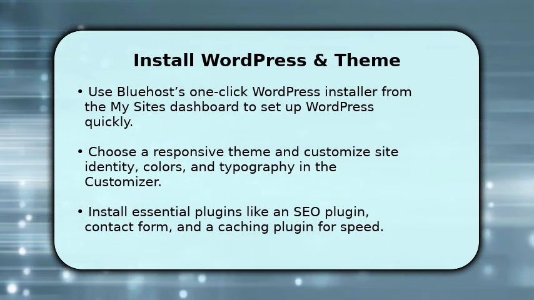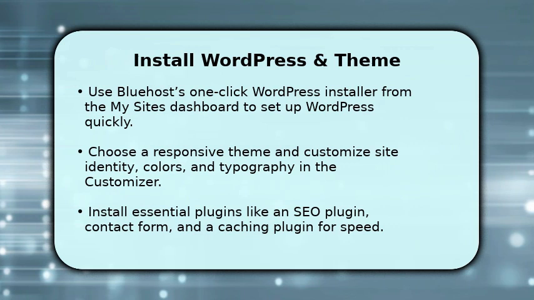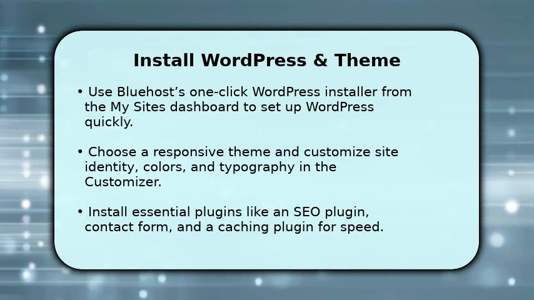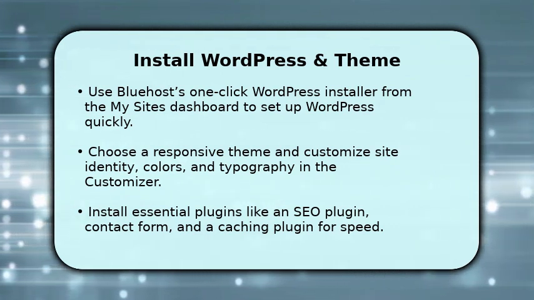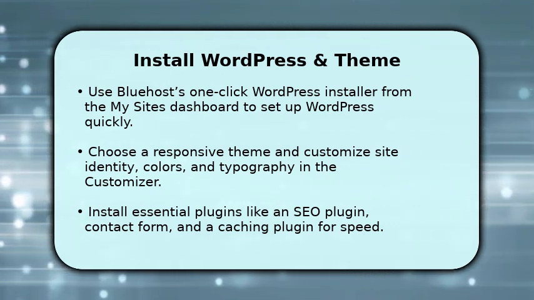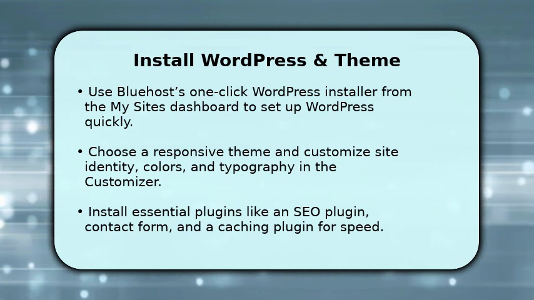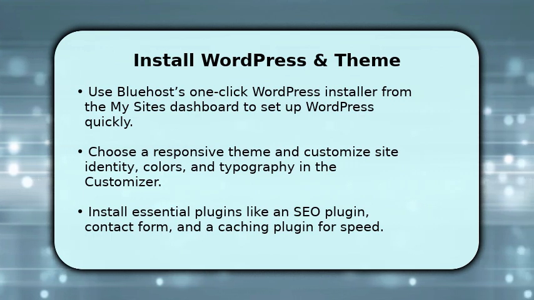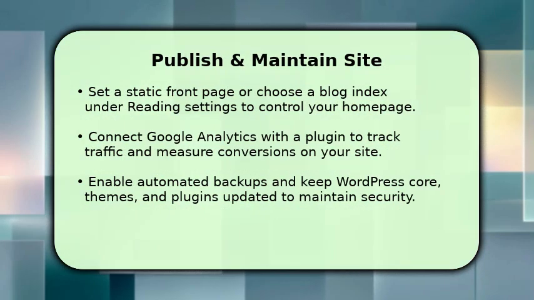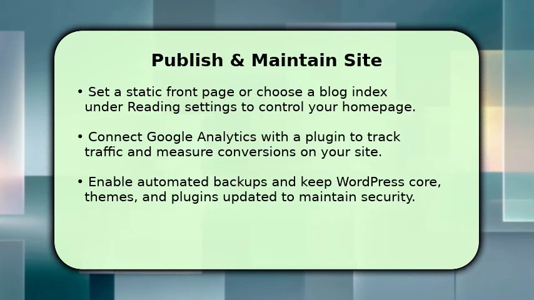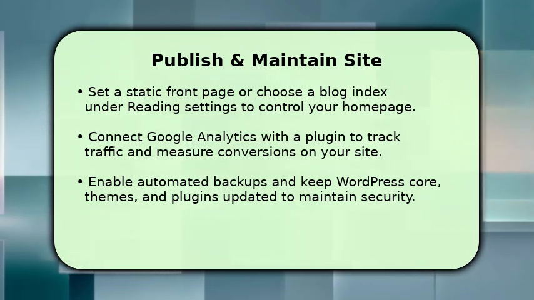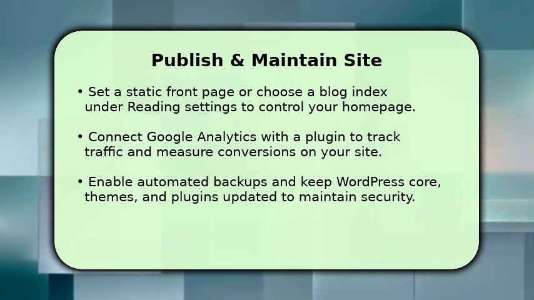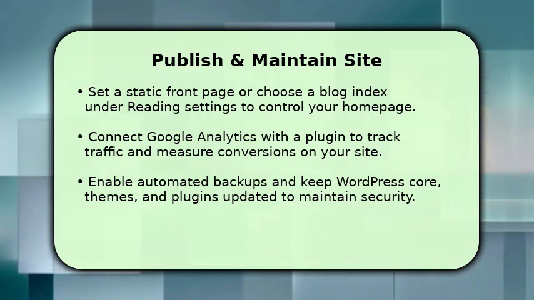Customize to set site identity, colors, header logo, typography, and menus for a consistent look. Install essential plugins: an SEO plugin, a contact form plugin, and a caching plugin to optimize search, collect leads, and improve page speed. Create core pages like Home, About, Contact, and Blog. Then set a static front page or choose a blog index under Settings reading so visitors land where you intend.